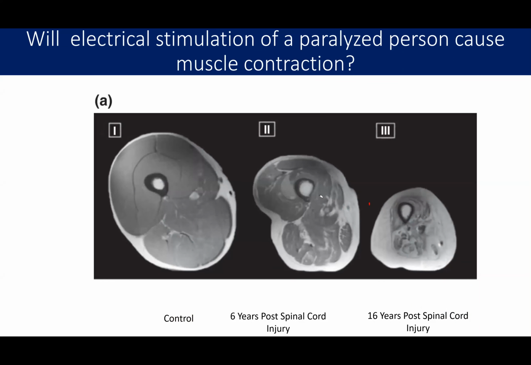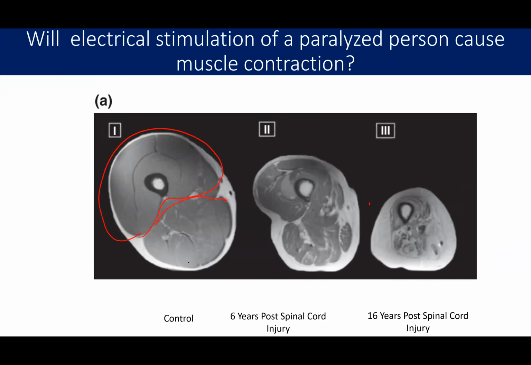This is an MRI from a study that my friend did a while ago, where he was comparing artery health between healthy controls and people that had spinal cord injuries for like 6 or 16 years. So this is the leg of a healthy control that can walk around. That's the quadricep right there. Okay, so those are the quads.